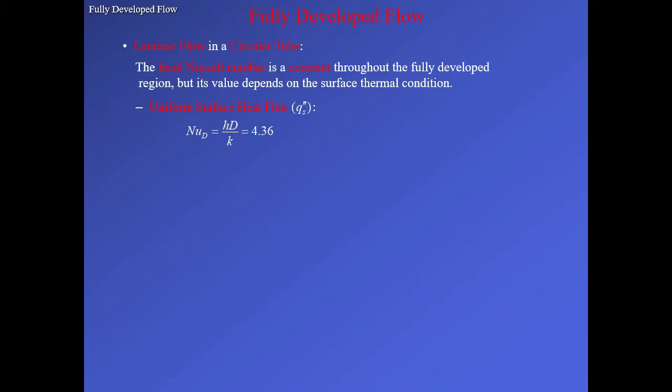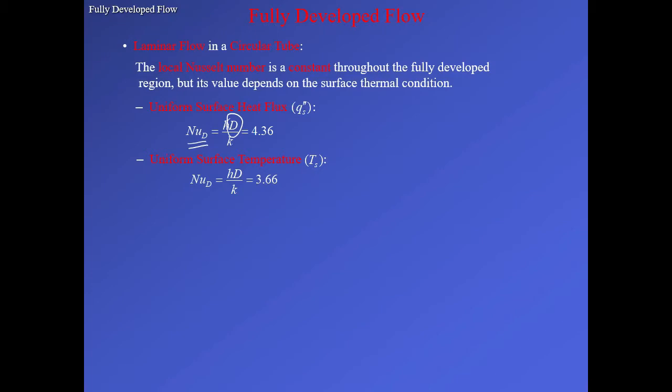So for a uniform surface heat flux situation, it is again the Nusselt number based. Note that the Nusselt number in this case is calculated using D, the diameter of the pipe. So one has to be careful when deciding what is the length that is used for calculation of the Nusselt number.